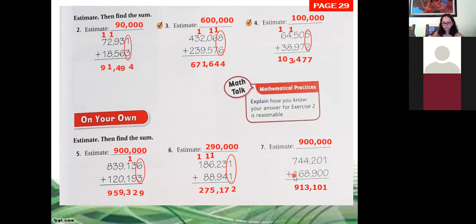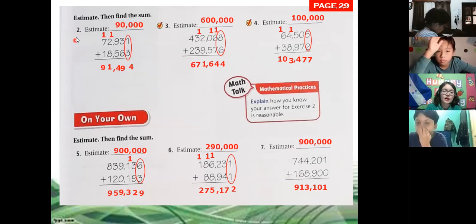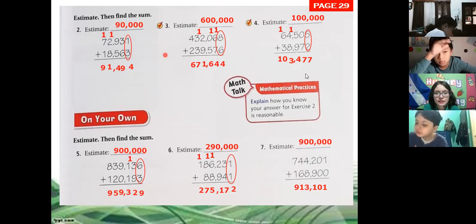Remember, 7 plus 1 is 8, but we are adding one more from here, so it's 9. You finished? All the page? Okay. You finished, class?